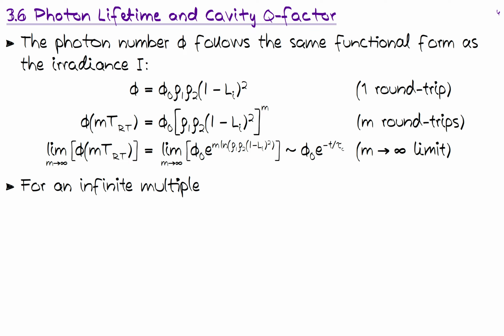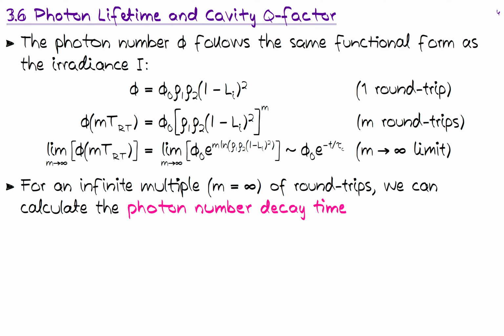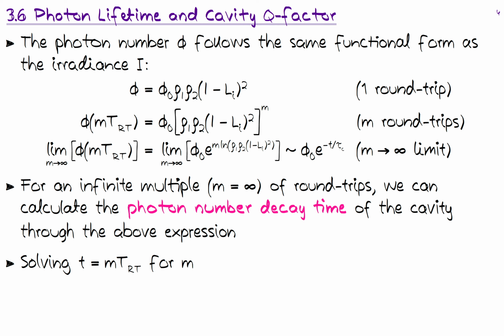So for an infinite number of round trips, m tends to infinity, we can now calculate the photon number decay time. So that would be the tau c of the cavity through the above expression, by just noting that in the previous slide we did have an equation for the round trip, and of course after m round trips the total time that has passed is basically the number of round trips times the time it takes for a single round trip.